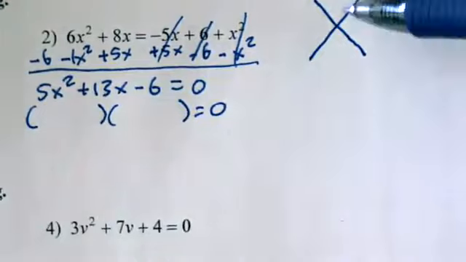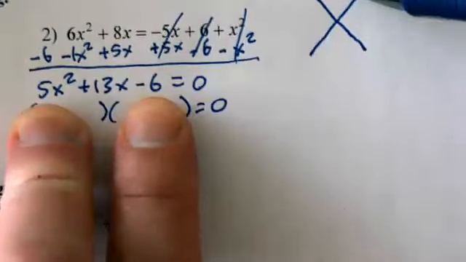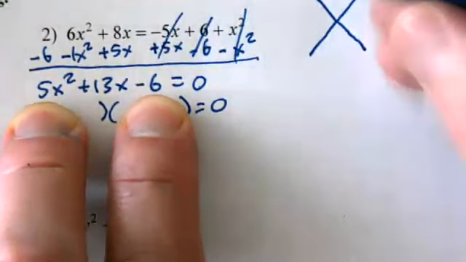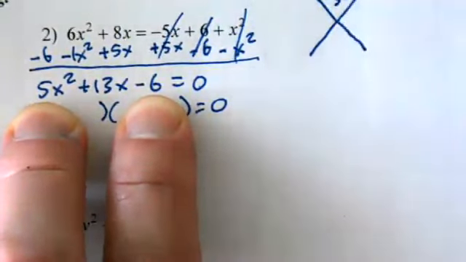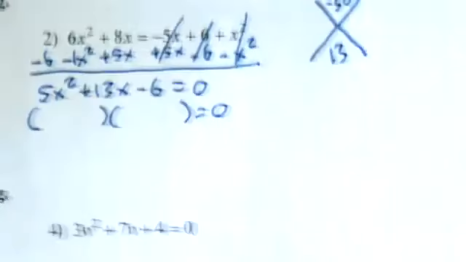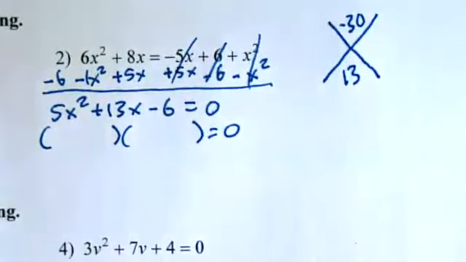What should go in the top of my X? It should be A times C. 5 times negative 6 is negative 30. Thank you. And then B goes in the bottom, that's 13. So do a little work, see if you can find me two numbers that multiply to give us negative 30 and add up to 13. I'm thinking 3 and 10.